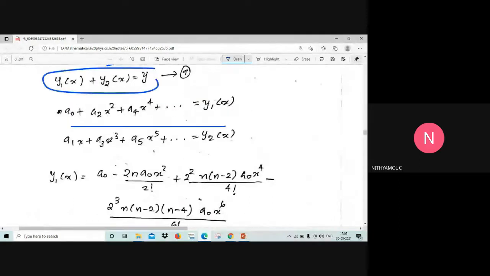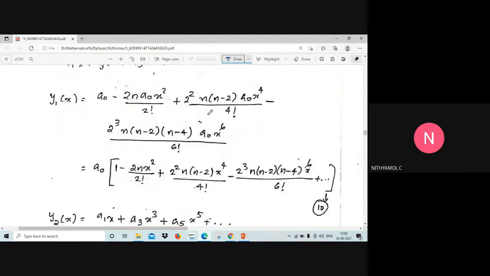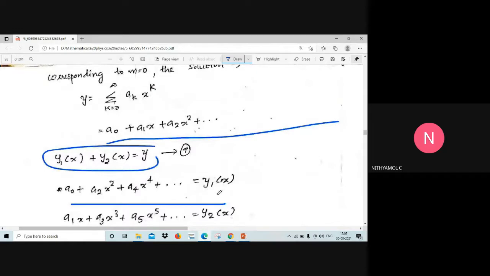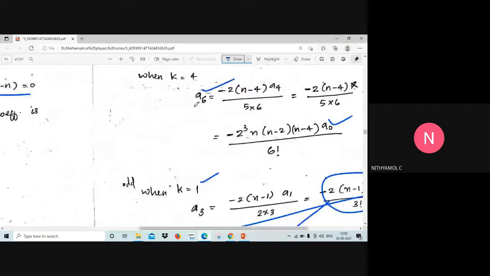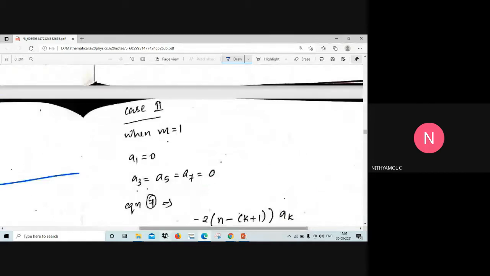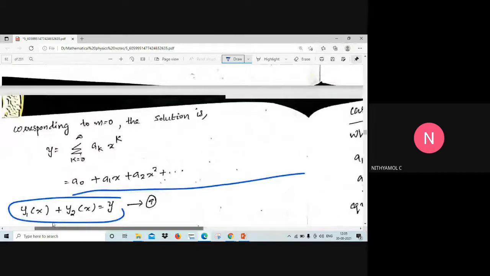So y1 of x is a0 plus a2 and so on. Instead of a1, a2, a3, we can substitute all these values, because we already found the values of a1, a2, a3, a4, etc. Therefore, we can substitute the values into the equation.